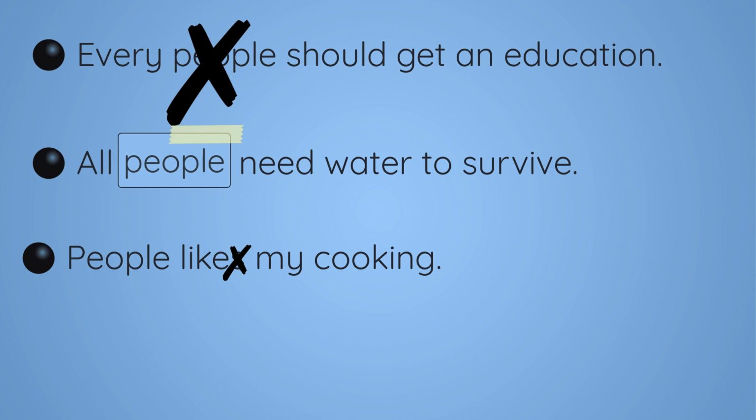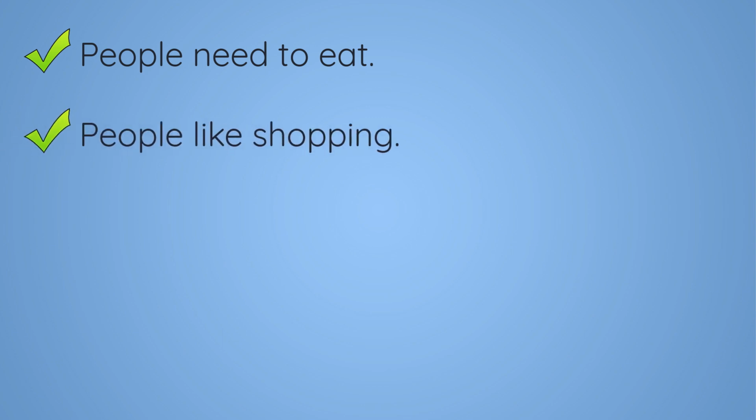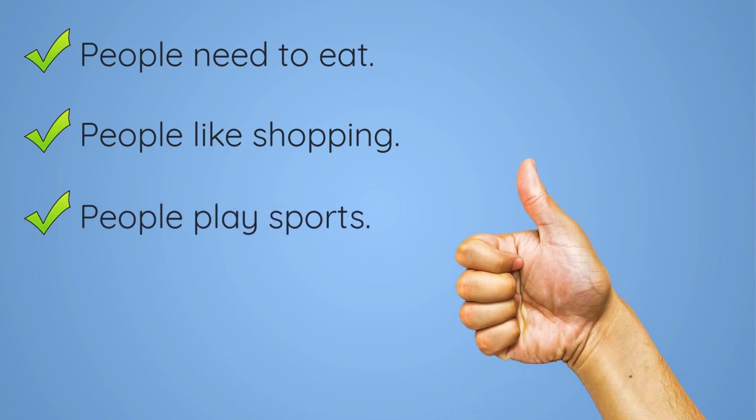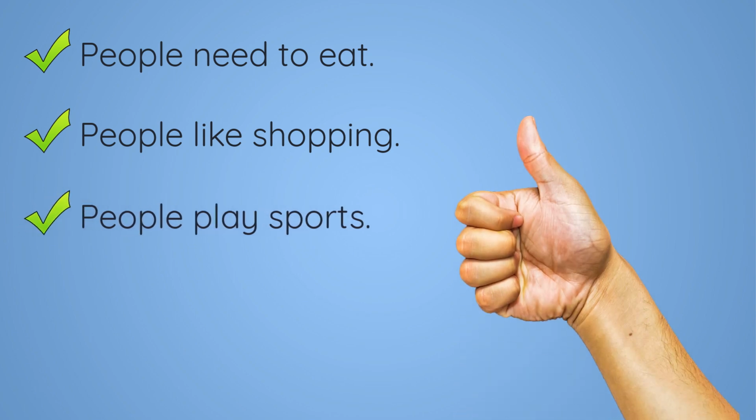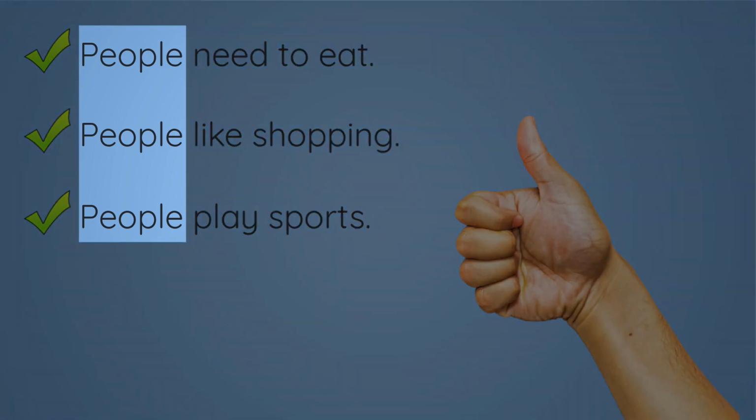It's kind of like "they like," "people like." So imagine "people" as "they." The subject-verb agreement should be without an S. People need to eat. People like shopping. People play sports. So, if you use the word "people," there is no S on the verb.